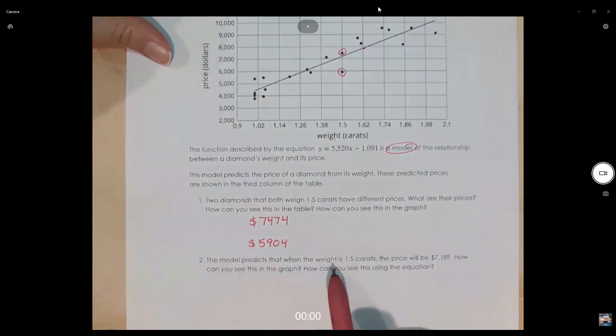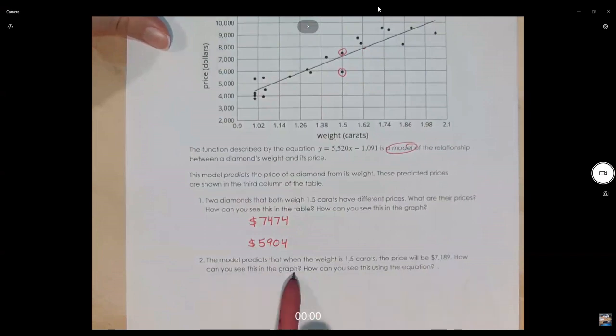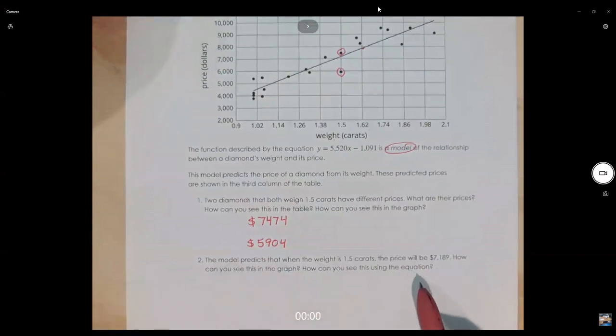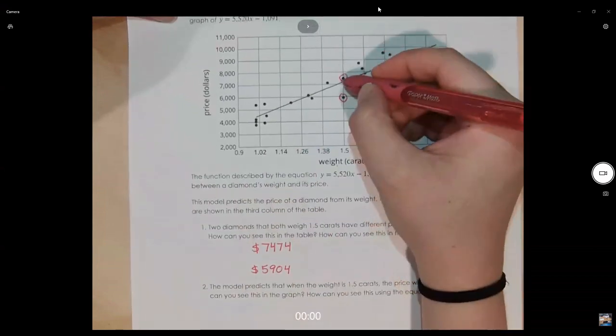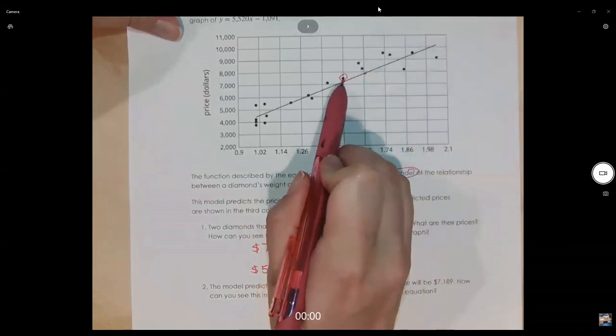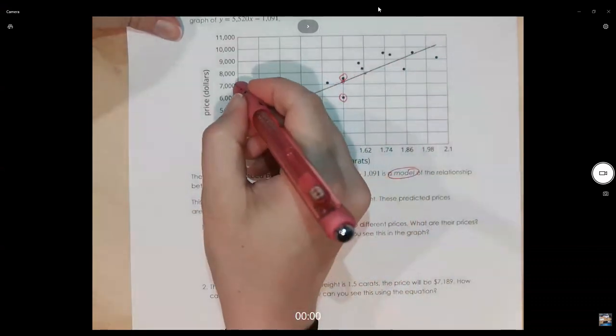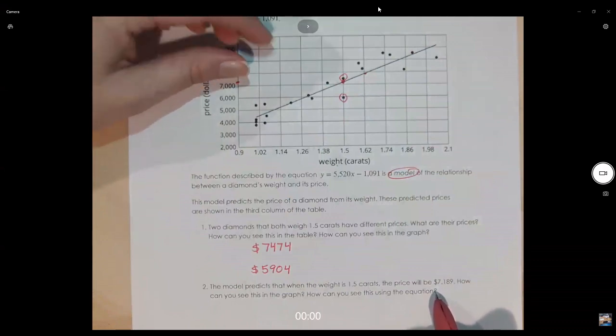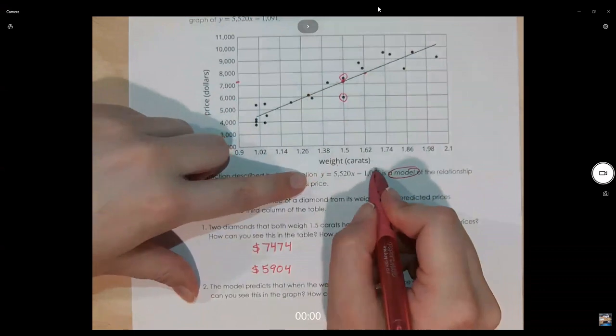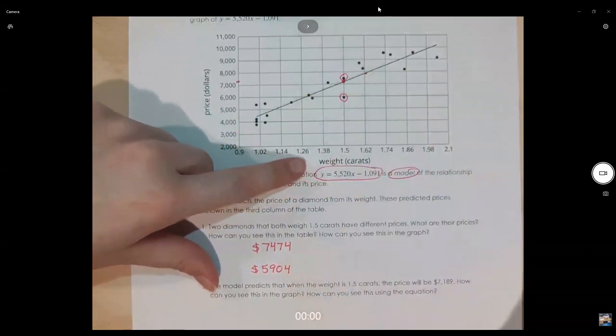The model predicts that the weight of a 1.5 carat diamond is actually going to be the price of 7,189. So how do you see that in the graph? And then how can you actually use the equation for that? So in the graph, we could see that by going to 1.5 and going up to where it is on the line. And if you look over here, this is approximately 7,189. So we can't tell that exactly from the graph, but we could get the exact value from this equation because this equation represents the graphed line.